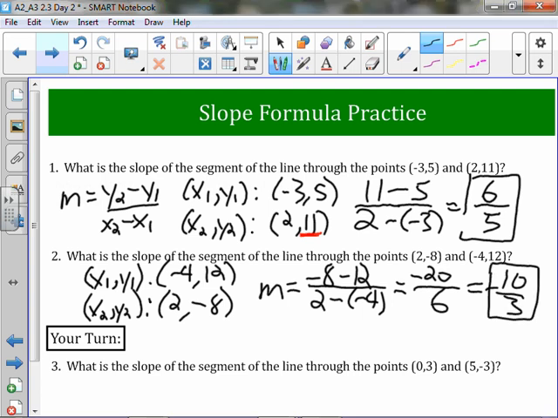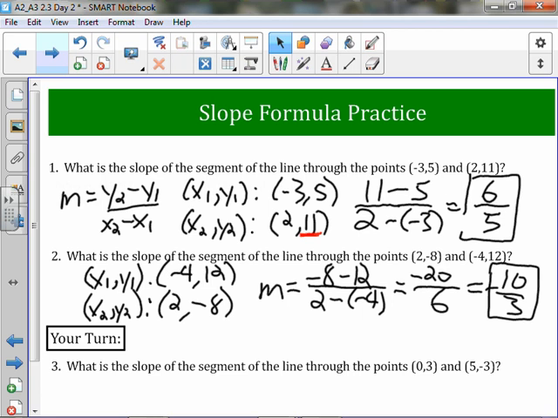So once again, it doesn't matter which coordinate point you choose to be x1, y1, and which one you choose to be x2, y2, as long as whichever one you call x2, y2, you put that first in the subtraction statement, and then subtract the x1, y1 from those numbers in the numerator and denominator.